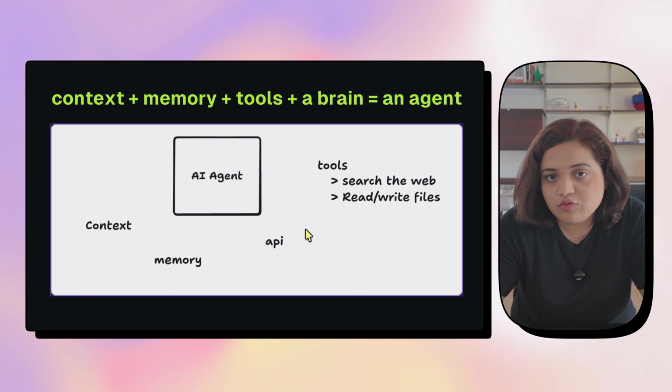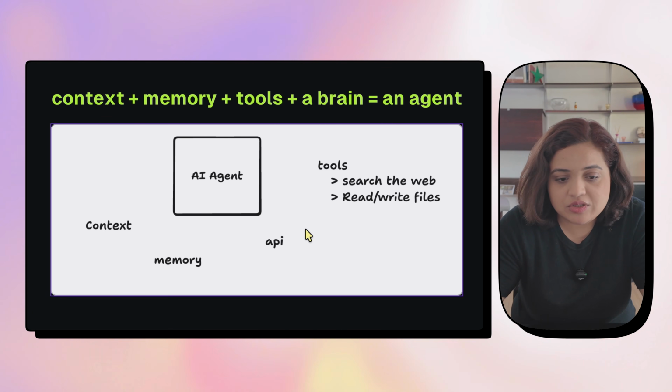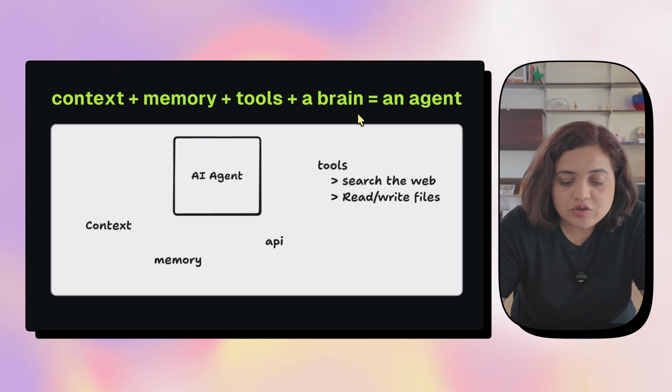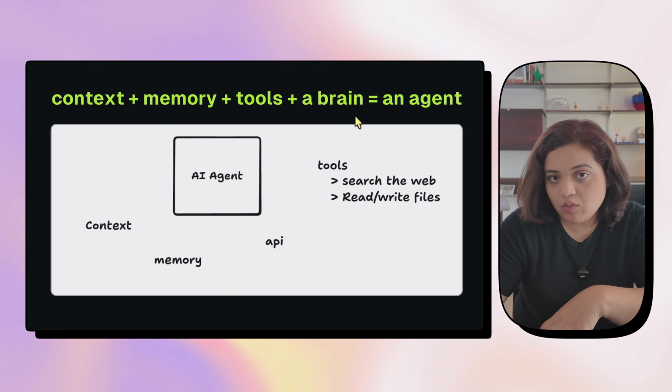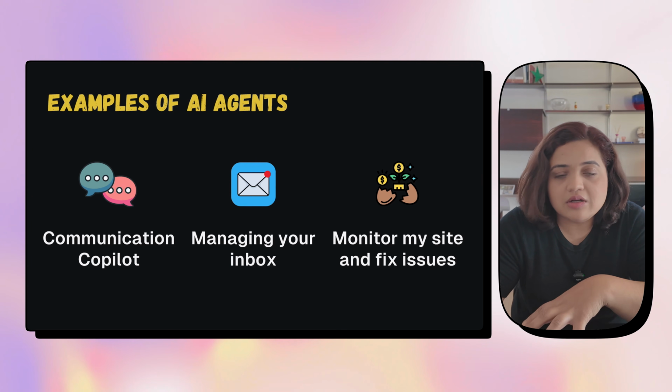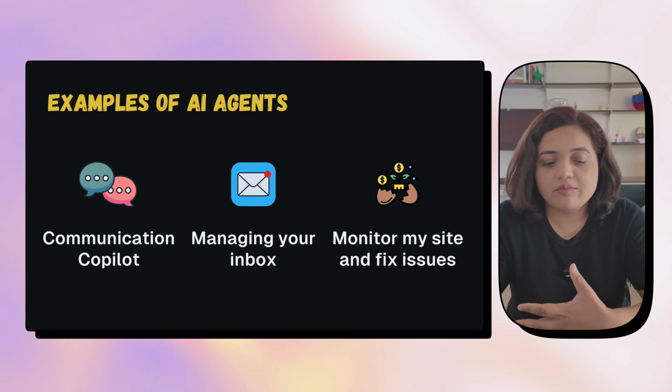So if you can picture these four pieces, you can build an agent, essentially. Context, memory, tools, and a brain equals agent. Now, in terms of building my agent, or what I'm building, first of all, these are examples of a few AI agents that I have specifically built.